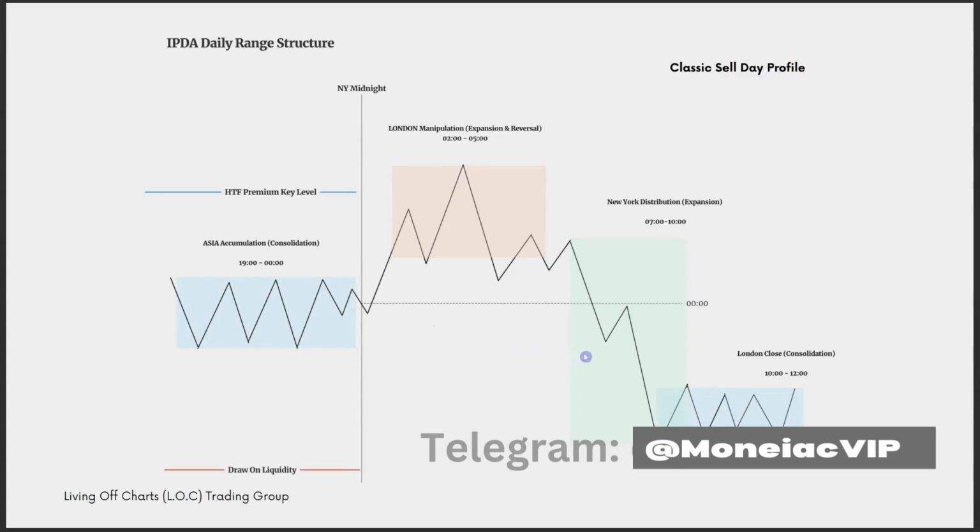The only way I would skip out on New York session is if London also manipulated and distributed the entire draw on liquidity, because then it's more likely New York session will stay and consolidate. But if this is like this, right, we have that key level hit during London, and then New York will be an easy distribution phase lower.